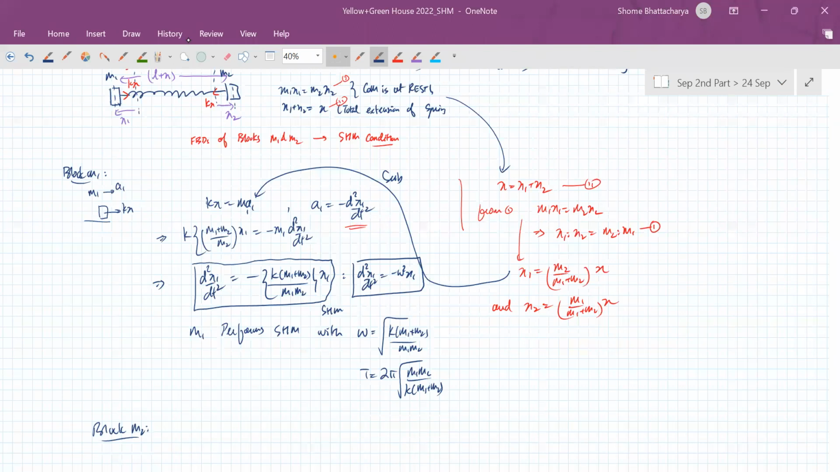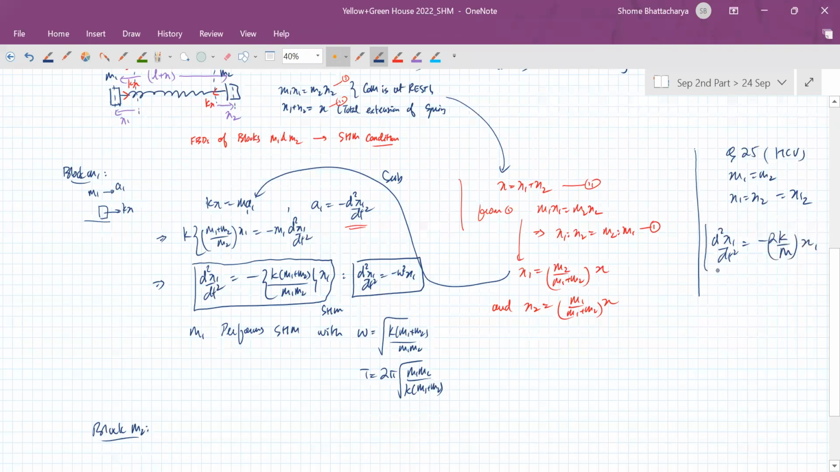So in question 25, what was happening? In question 25 of HCV, M1 is equal to M2. So X1 is equal to X2 equal to X by 2. So this equation would have become that d2x1 by dt square is minus 2k by m into x1.